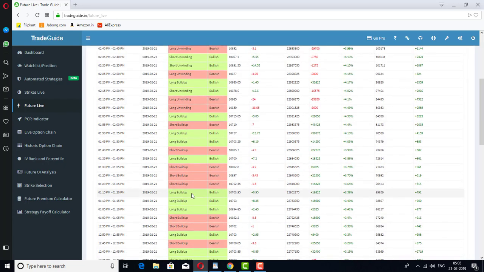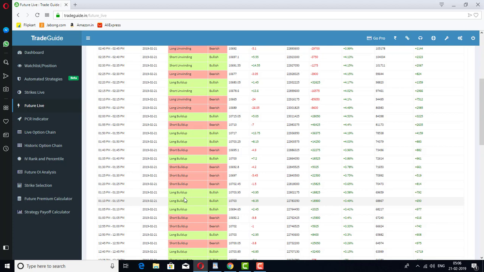Here is the interpretation column, and you can see four types of interpretation: long build up, long unwinding, short build up, short unwinding. So what does this mean? A long build up is when there has been an increase in the open interest and an increase in the premium. That means new long positions have been executed in the market. The buyers are buying new long positions, and thus this represents a bullish trend. Okay, so this is a long build up.